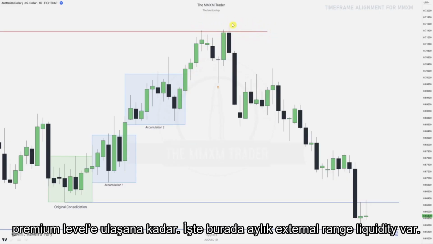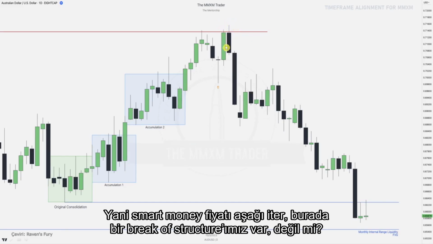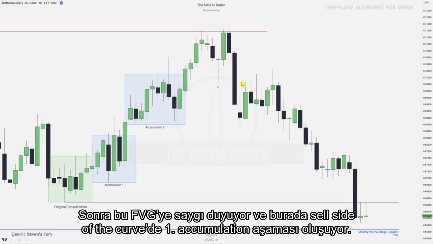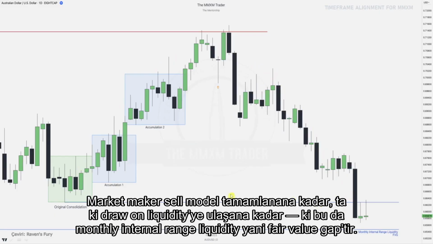Now we've taken external range liquidity, and what happened up above this old high? Order pairing, right? For smart money shorts. So smart money pushes price down. We've got this break of structure down here, right? Then respecting this fair value gap, and accumulation phase number 1 over here on the sell side of the curve is happening. So we can anticipate lower prices and continuation into sell side of the curve, completing this market maker sell model until we reach that draw on liquidity, which is the monthly internal range liquidity fair value gap.